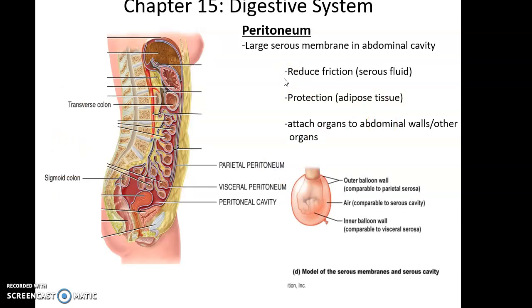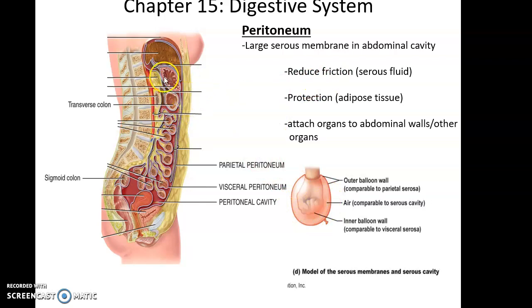Peritoneum. Mentioned it already. Peritoneum is the largest of the serous membranes. It is found in the abdominal cavity. It has important functions. It has two layers, a visceral layer that lies on the organs, a parietal layer on the outside, and in between is a thin little space where you find the serous fluid. The serous fluid reduces friction.